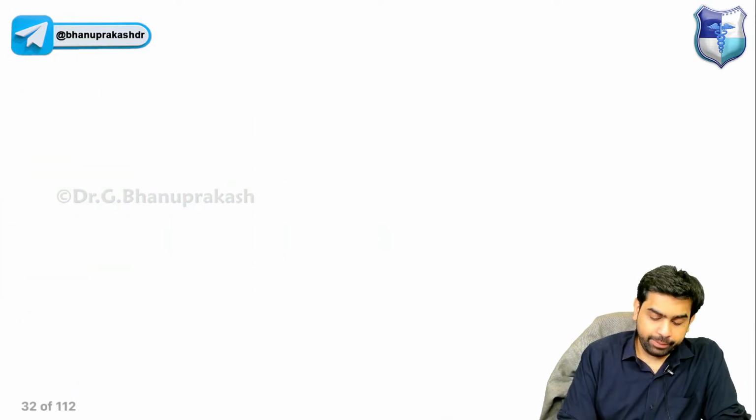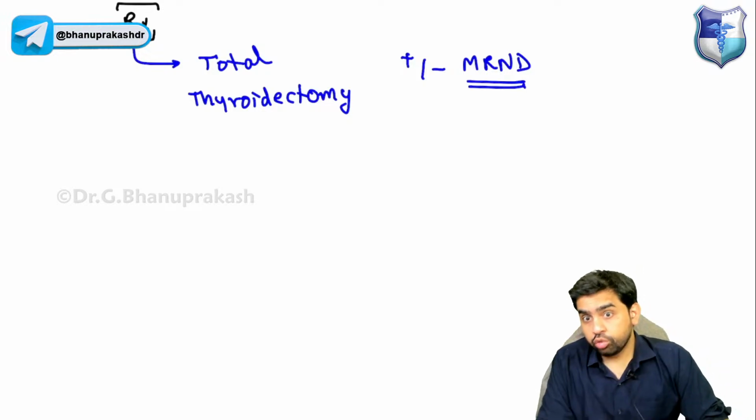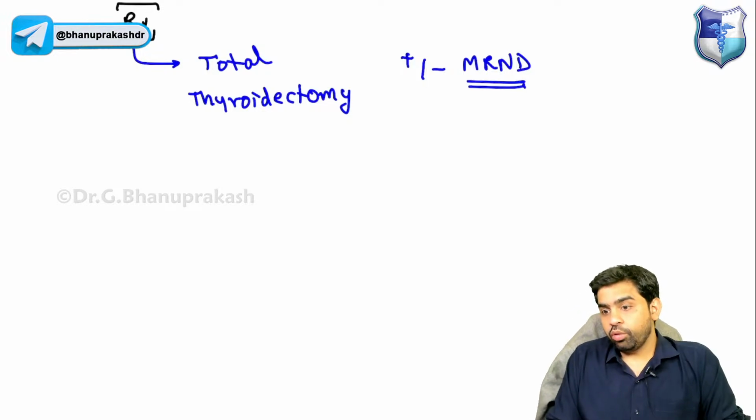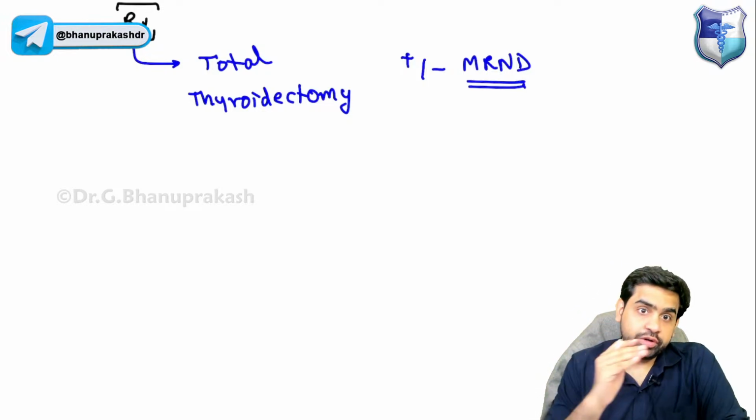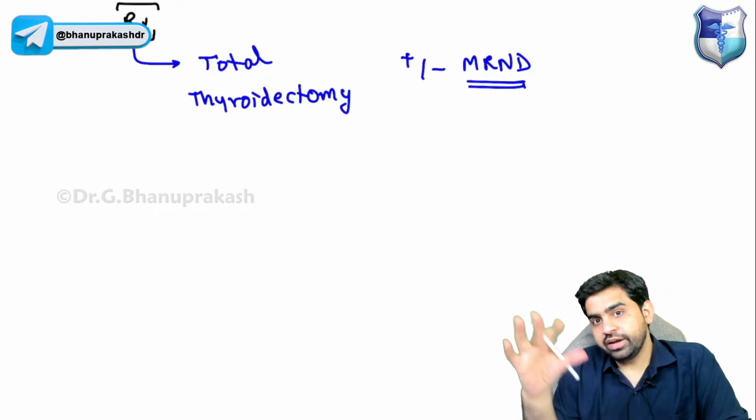Now, what about the management? How do you manage a patient with papillary carcinoma of thyroid? Please try to understand, the management of these patients is total thyroidectomy plus or minus modified radical neck dissection, MRND. So this is what you need to understand over here.